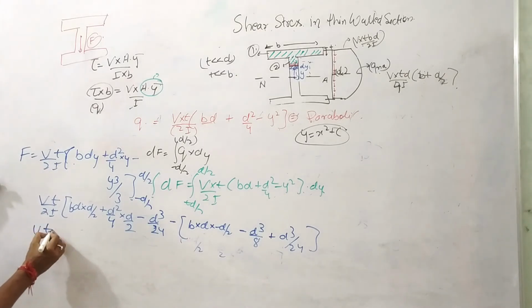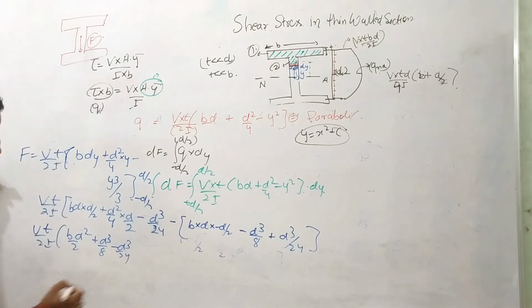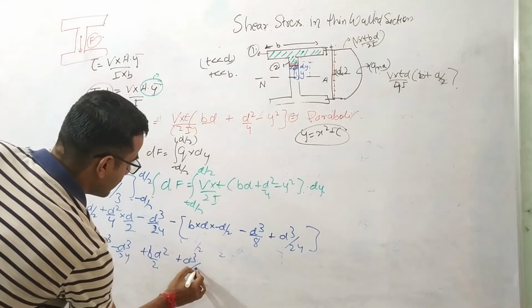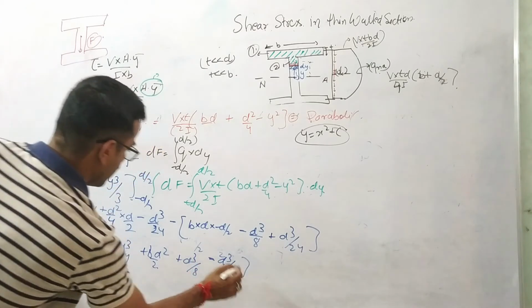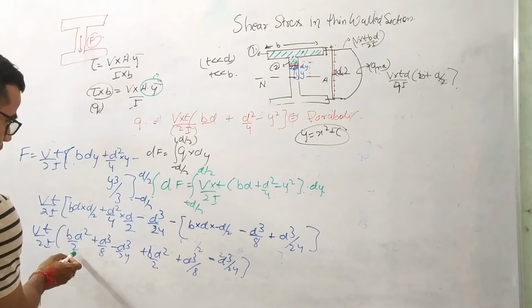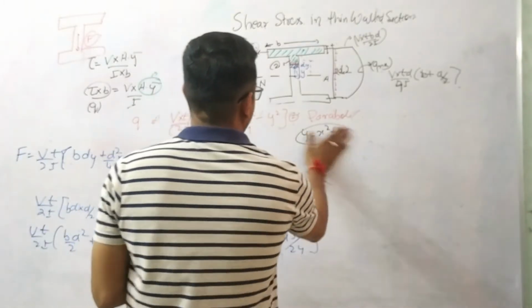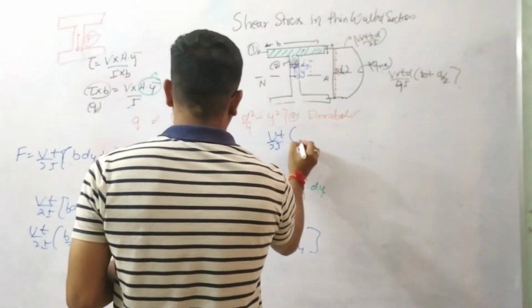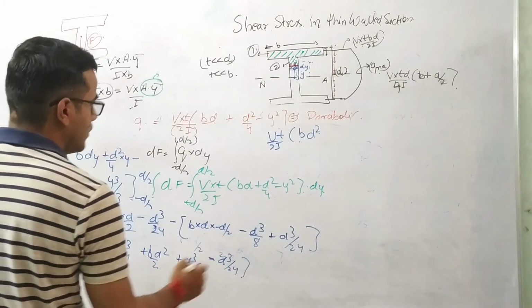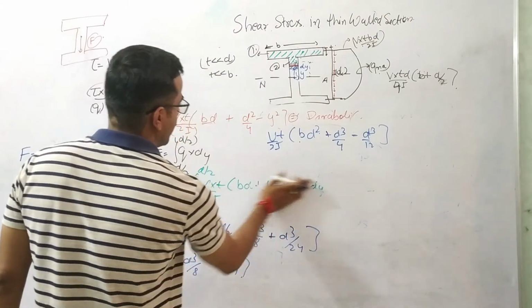If I calculate this again, V t over 2 I, it will be b d square over 2 plus d cube over 8 minus d cube over 24, minus b plus b d square over 2, this is plus d cube over 8, and this is again minus d cube over 24, right? If I calculate this, it will be b d square. This term will become V t over 2 I, this b d square is nothing but b d square by 2 plus b d square by 2, which is b d square, plus d cube by 4 minus d cube by 12, right?